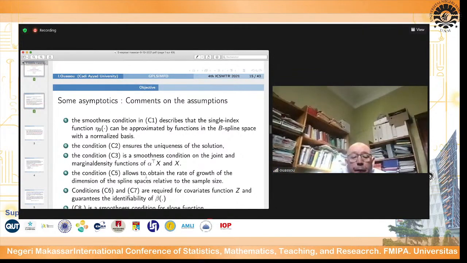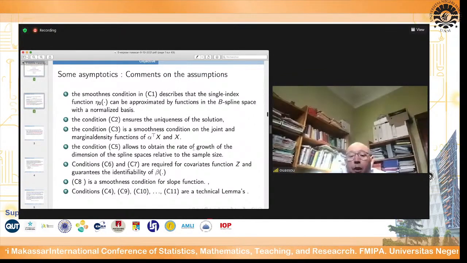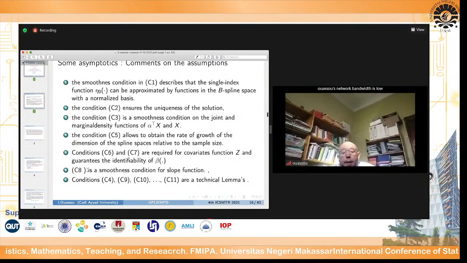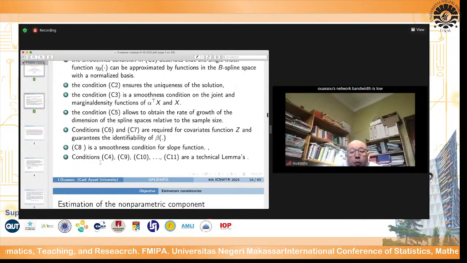The condition 5 allows us to obtain the rate and trend of the dimension of the spline space relative to sample size. Conditions 6 and 7 are related to the covariance function between the gradient of the density of beta. Condition 8 is a smoothness condition for the slope function. And the last conditions, 9, 10 and 11, are taken for the demonstration and to give some technical lemmas.